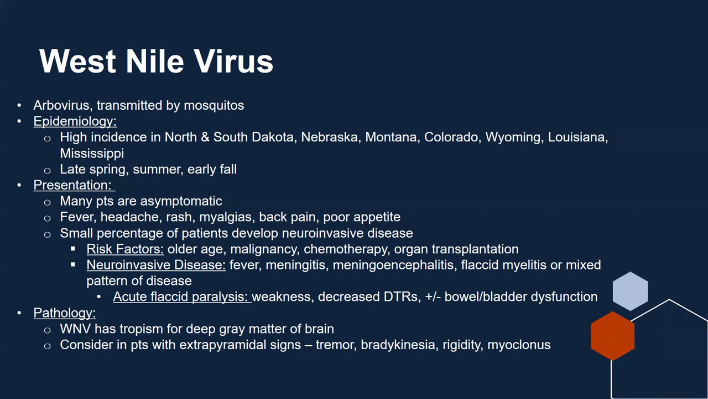West Nile can cause a meningitis or a meningoencephalitis or a myelitis or a combination of all 3. If it causes a myelitis, it is typically an acute flaccid myelitis with weakness, decreased DTRs, and possible bowel and bladder dysfunction. But it also has a specific tropism for the deep gray matter of the brain. So these patients may also have extrapyramidal symptoms such as tremor, bradykinesia, rigidity, and myoclonus.